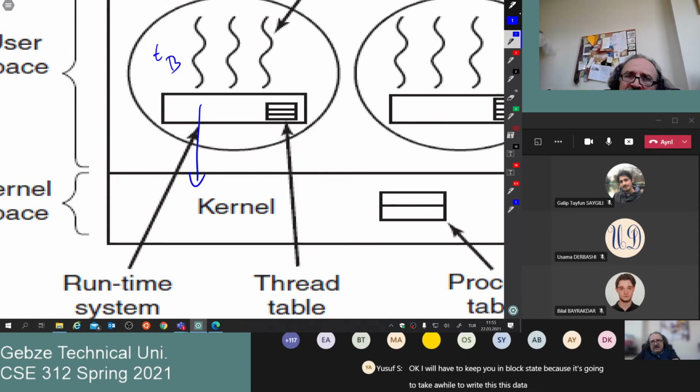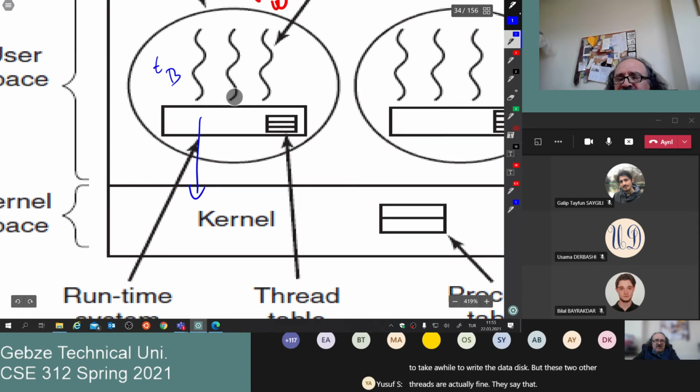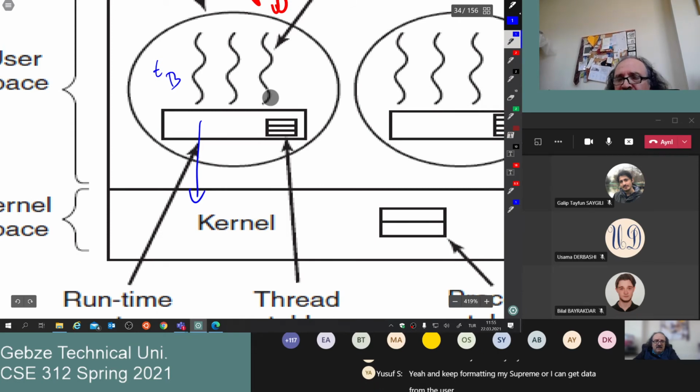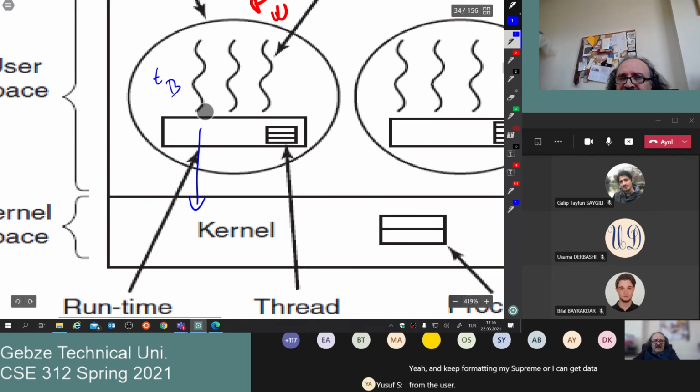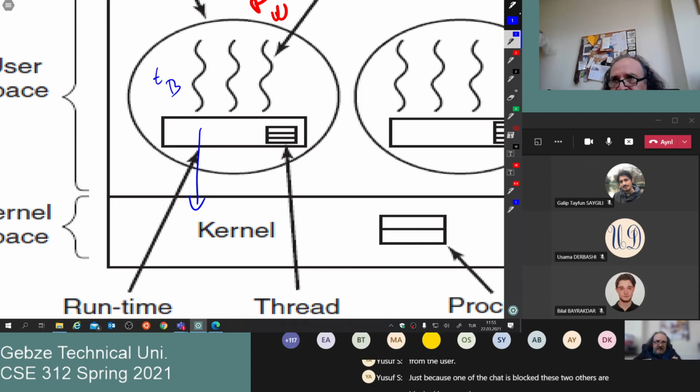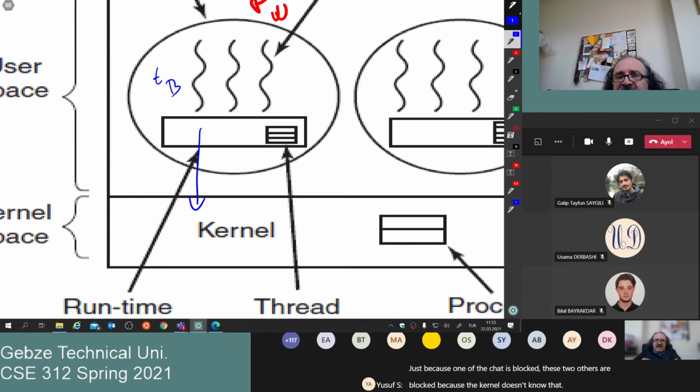But these two other threads are actually fine. They say that I can keep formatting my screen or I can get data from the user. Just because one of the threads is blocked, these two others are blocked too. Because the kernel doesn't know that there are other threads within this process.